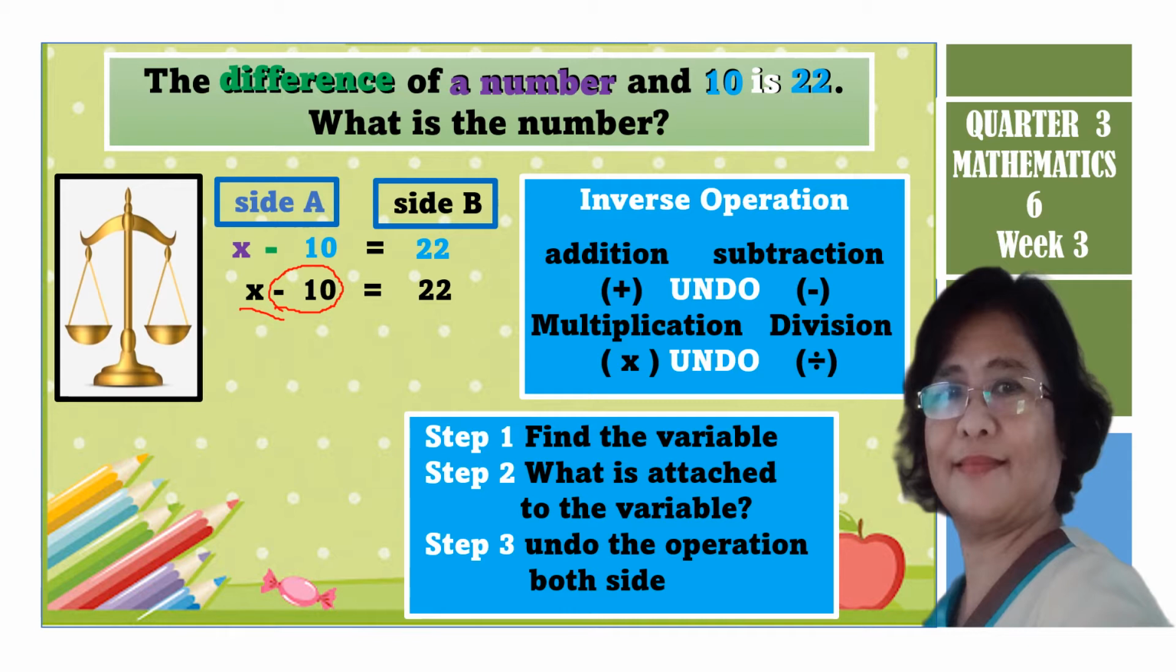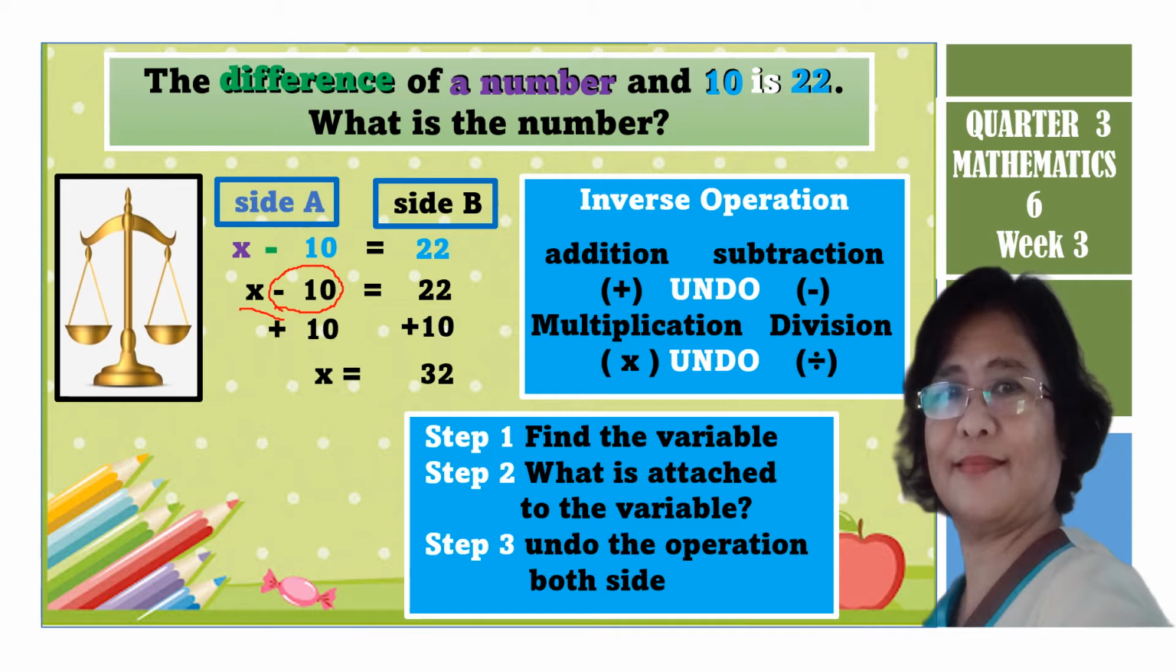So whatever is done for the first side or side A will also be done on side B. So if we add plus 10 to side A, we also add plus 10 on side B. Now let us add. Since negative 10 and positive 10 are unlike, we are going to subtract. So ang natira na lang ay x. Gawin din natin sa kabila. Positive 22 plus positive 10, the answer is positive 32. So x now is 32. The value of x is 32.